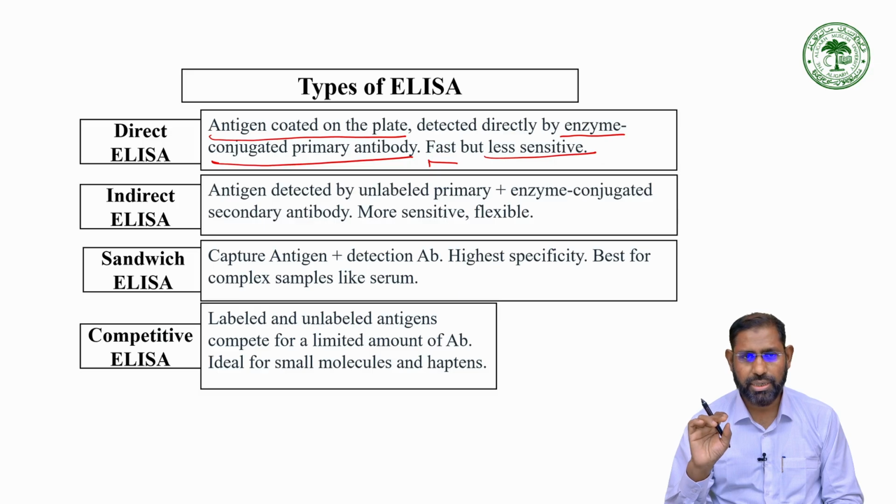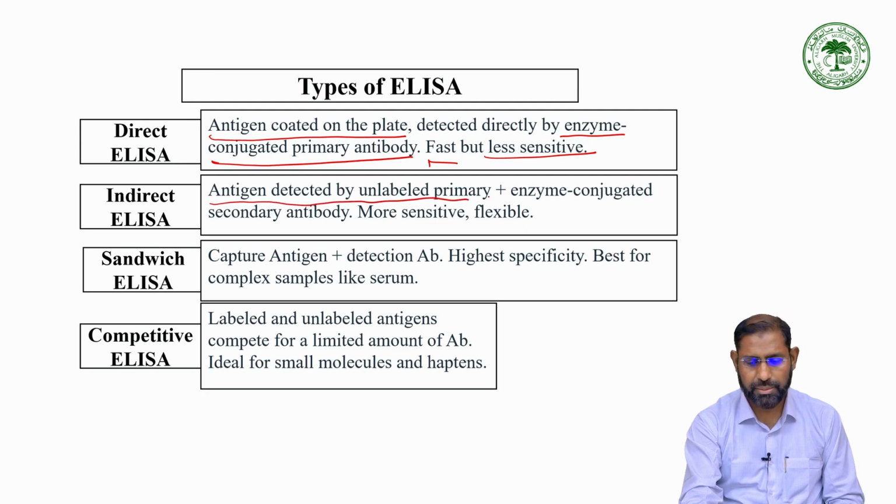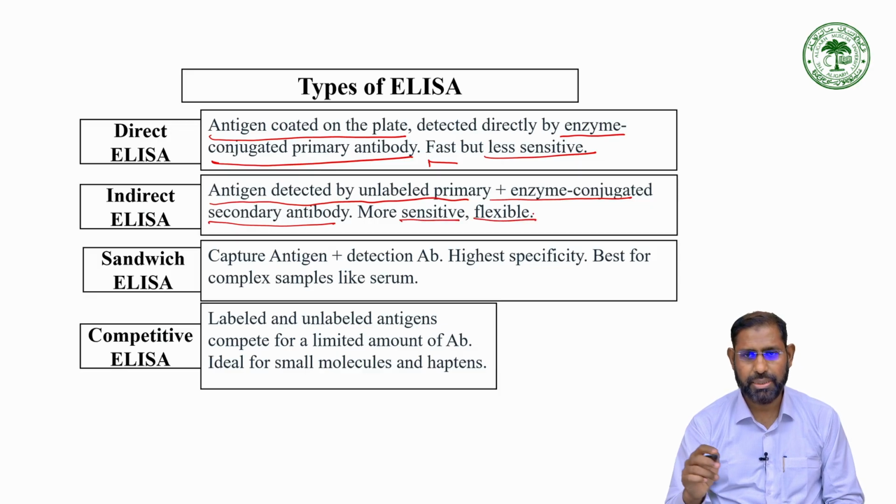Now it comes to indirect ELISA. In this case, the antibody is detected by an unlabeled primary antibody plus an enzyme-conjugated secondary antibody, and it is more sensitive but less flexible.